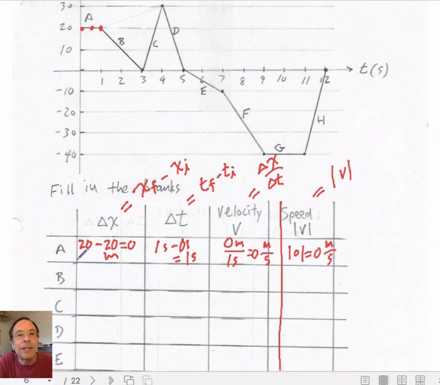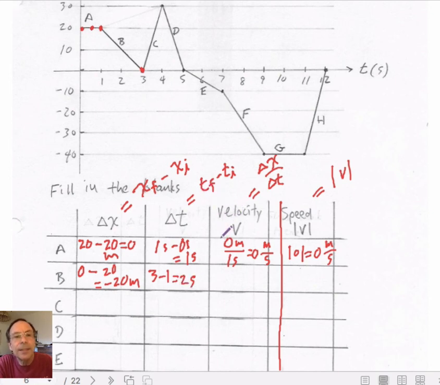Let's do B. So the final position is here, right? This is the final position. Okay, so it's 0 meters. The initial position is 20 meters. And so this works out to negative 20 meters. The elapsed time is 3 seconds minus 1. So here we have 3 minus 1 gives us 2 seconds.